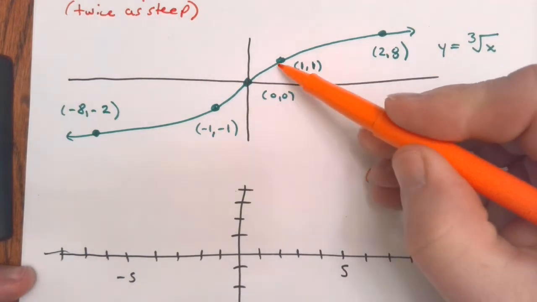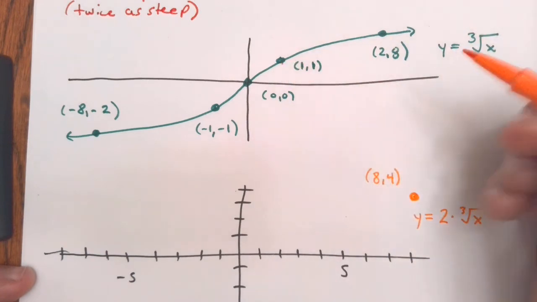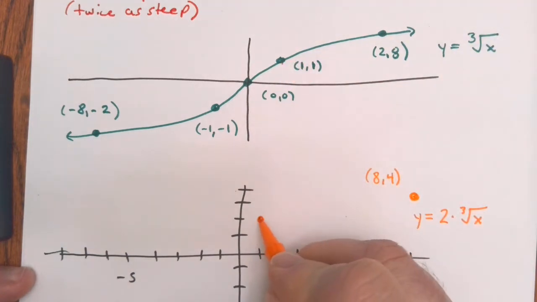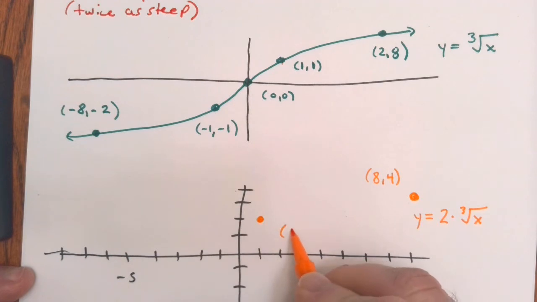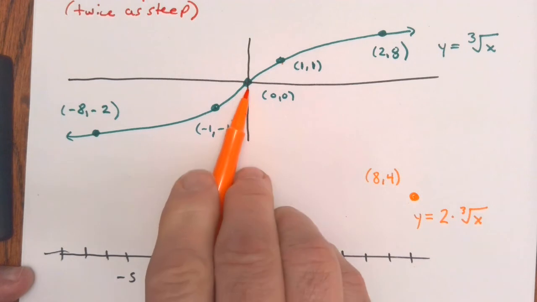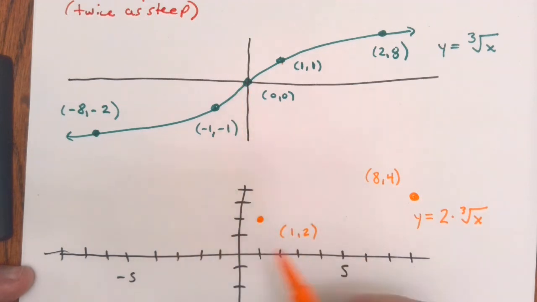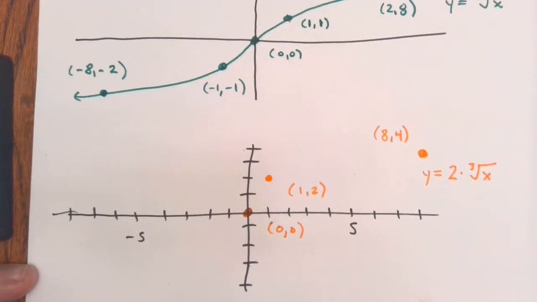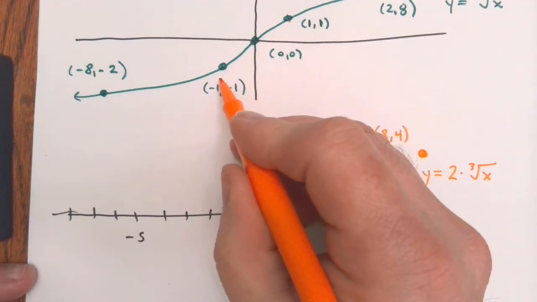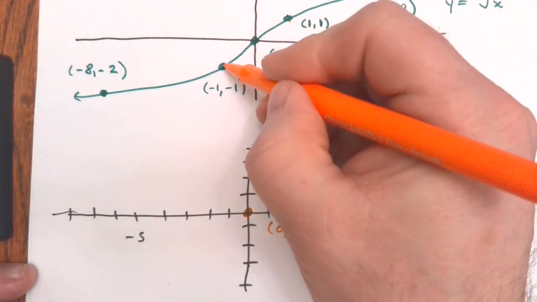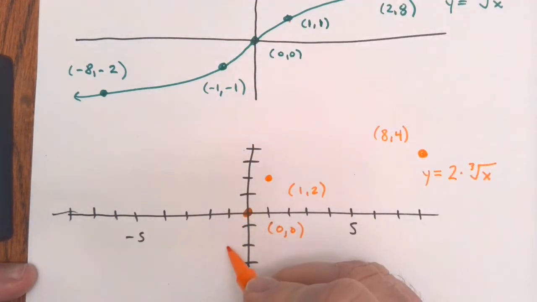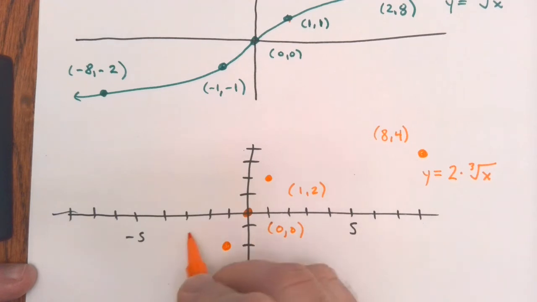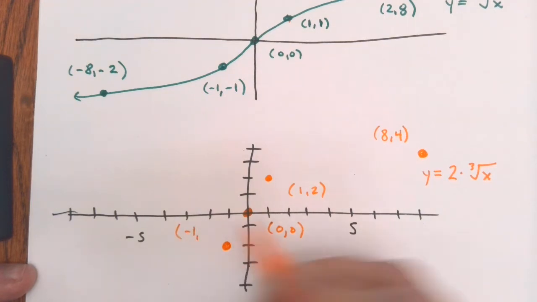We have a point here at 1, 1. It's at a height of 1, and if I double that, that would be at 1, 2. So another point that is on our graph is the point 1, 2. 0, 0 is at a height of 0, and if we double that, it's still 0. So it's going to go through the origin again, still going to go through 0, 0. -1, -1. That's 1 unit below. If I double that, that would be 2 units below. So that would be the point -1, -2.